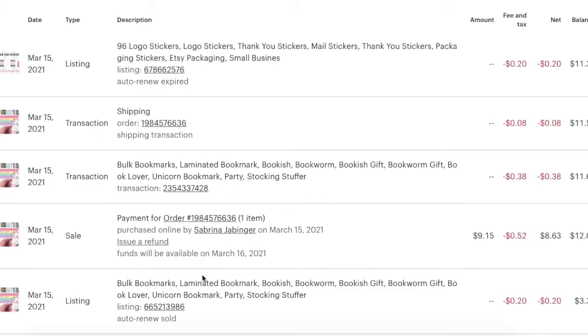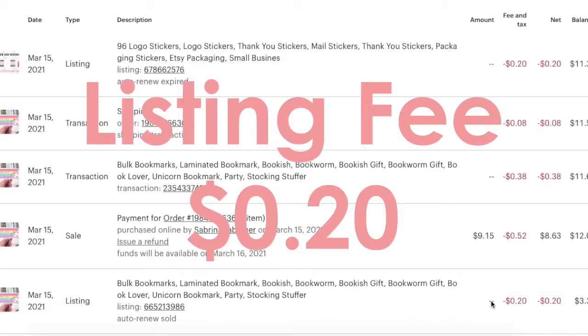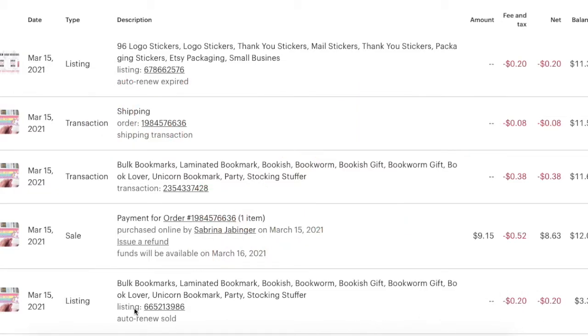So I'm going to start off with the first one, which is this one down here, and this is going to be a flat rate. It's a listing fee, which is always going to be 20 cents. This one was auto renew sold, so because I had more than one listing for this one, it charged me 20 to renew it. If it expires, it'll still take that 20 cents. So even if you list something and it doesn't sell, you're still going to be charged that 20 cents. That's the only flat rate fee that you're going to see on here.